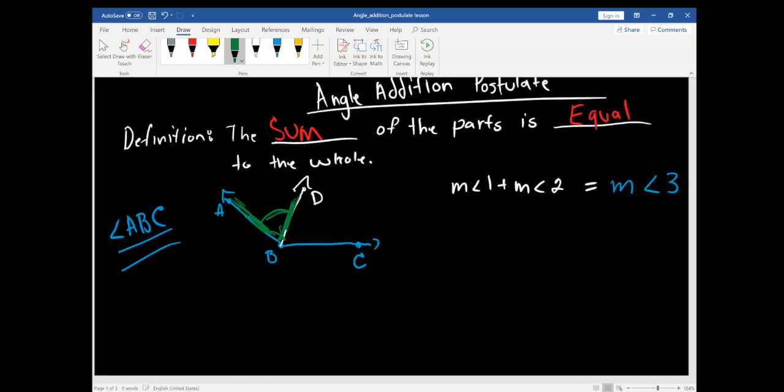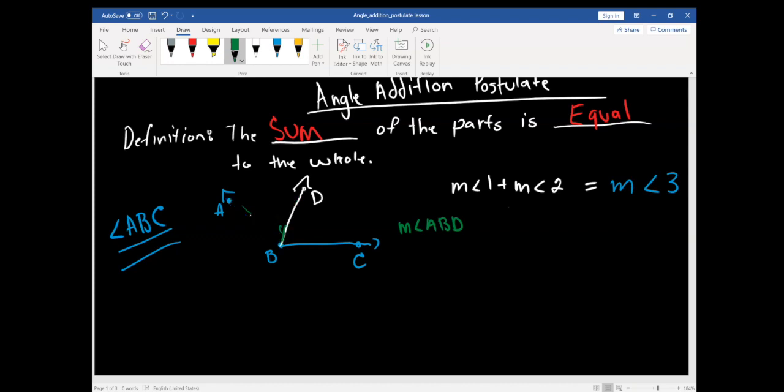Now why do I use B in the middle? Why didn't I write measurement of angle, for example, BAD? Well, the reason, again, is because B is the vertex of this angle. So it doesn't make sense for me to put A in the middle. You always have to put the vertex in the middle. The vertex in this case is B, so that's what I have to write down.